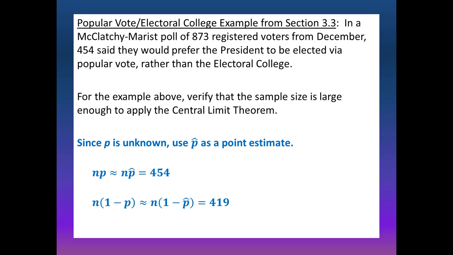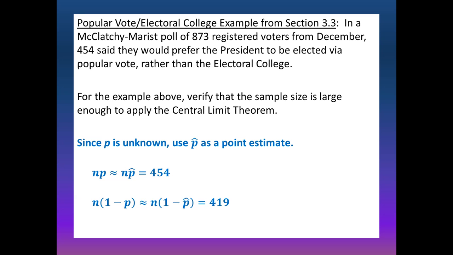So n times p hat works out to be 454. You can do the algebra if you want. It would be 873 times 454 divided by 873, and you get 454. Another way to think about it in this case is that the success is not necessarily the good thing where the failure is the bad thing. In general, a success is the outcome that you're interested in, and a failure is everything else.